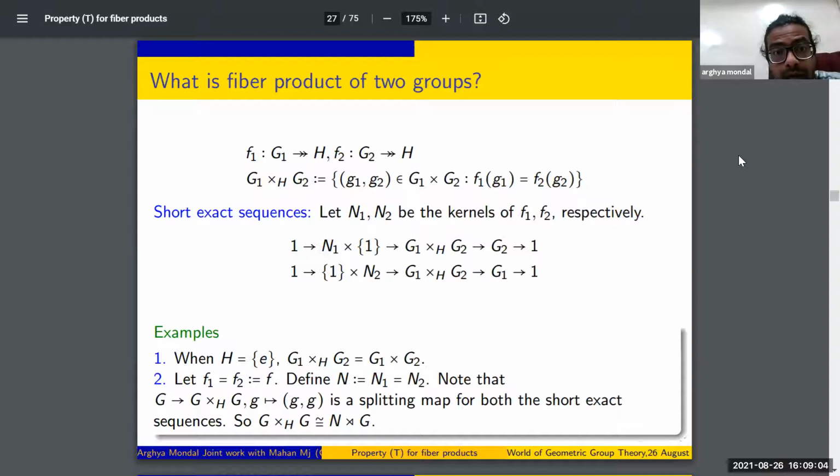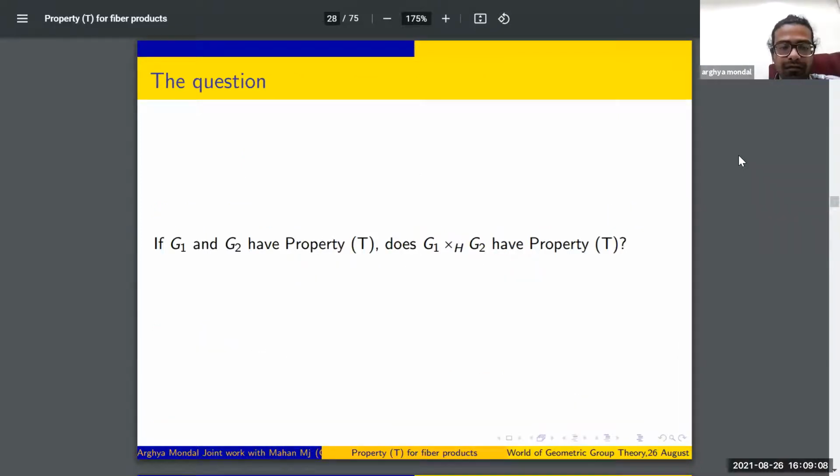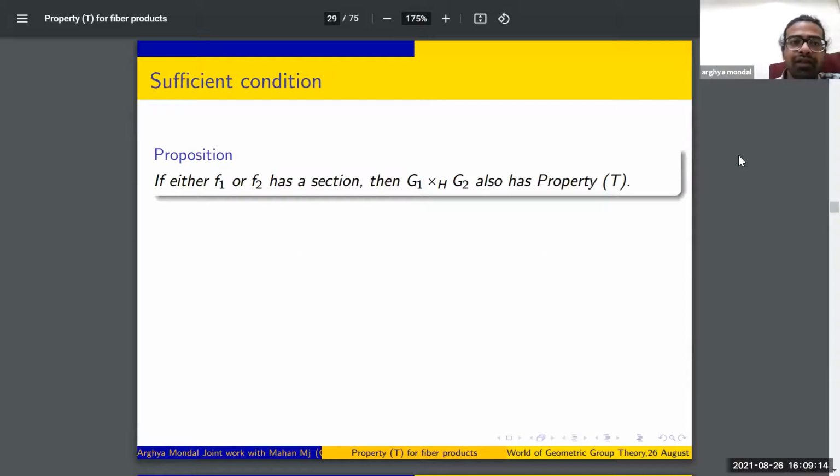Okay, now to be completely clear, the question that we are asking is that if G1 and G2 have property T, then does the fiber product also have property T? Okay, so let me start by giving a sufficient condition. The condition is that if F1 or F2 has a section, then the fiber product will also have property T.